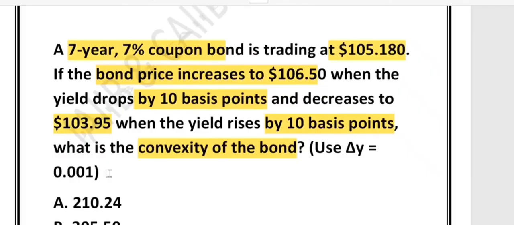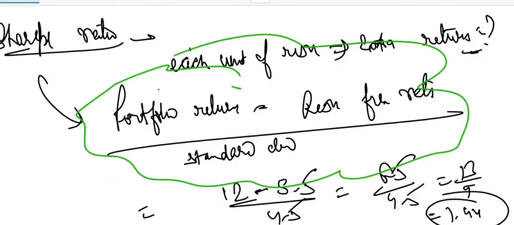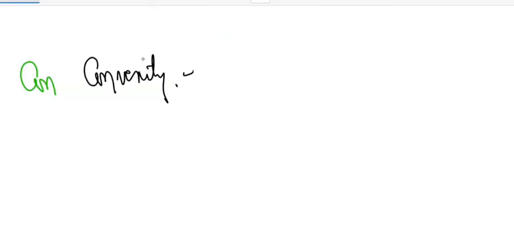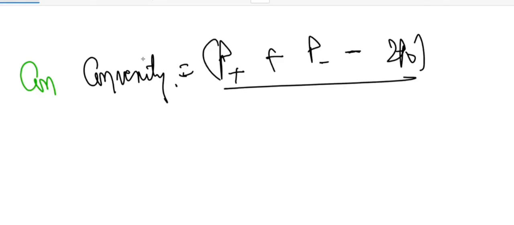Very good question. So first of all, what is the meaning of convexity? Let me show you the formula. What is the formula that we use to compute the convexity? Let me write it down here. If you want to compute the convexity, first of all you write P plus, P minus, minus 2 times P naught, divided by P naught multiplied by delta y squared, divided by 2. So this is the formula that we use to compute the convexity.